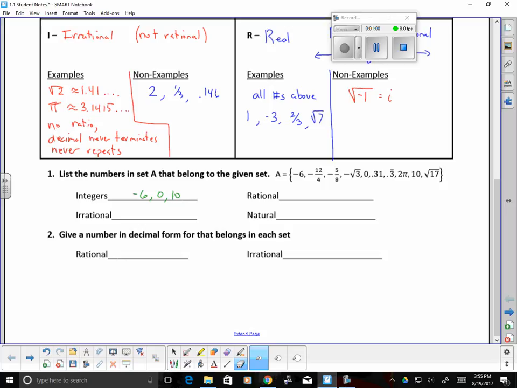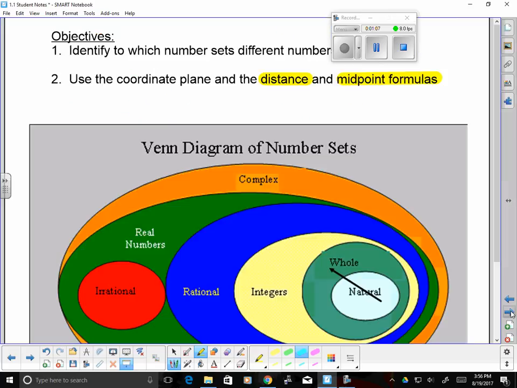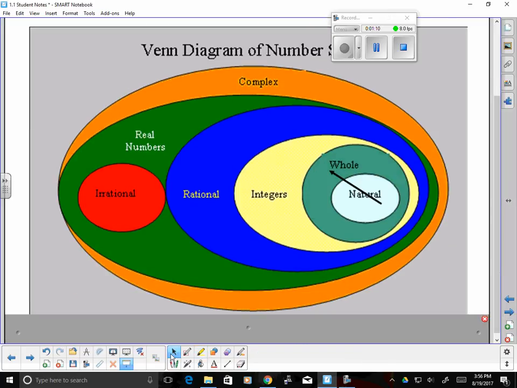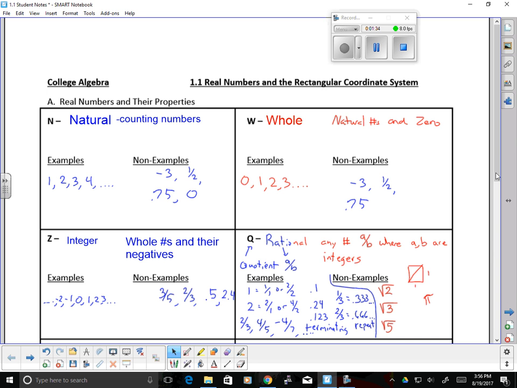Okay, so now let's look at the next set. So we'll look at the rational numbers. So rational was a big set. If you remember, the rational include all of these. If it's a rational, it can be written as a ratio or a fraction. It could be an integer, a whole number, or natural. So it could be all of this. Basically anything that's written as a fraction or decimal, so long as it doesn't have like a radical in there or pi or something like that.